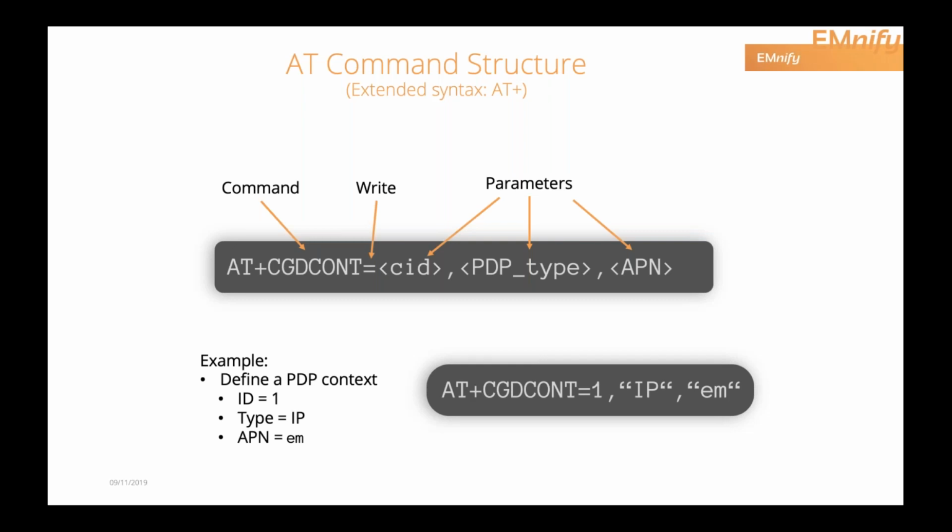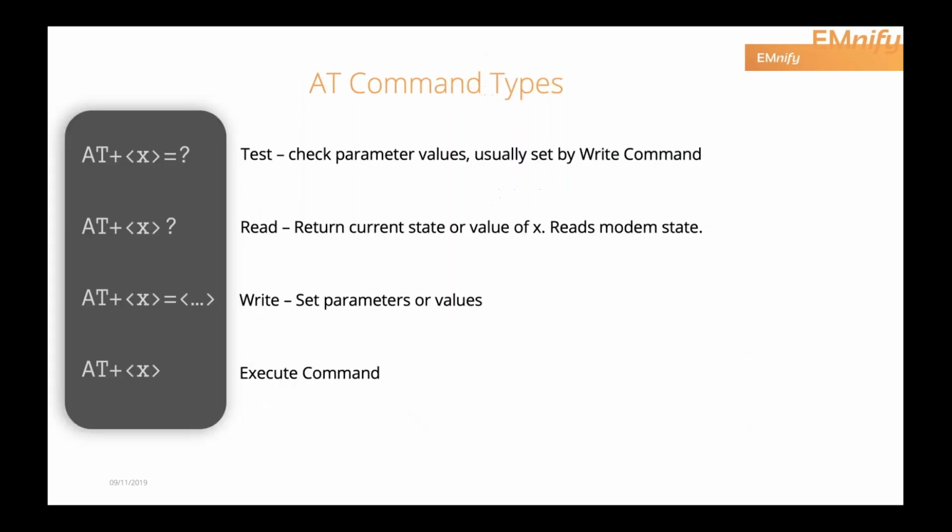So this is a very common command that we would use, and also a very useful one. This is to set the APN for a PDP context. In this case, we're using EM for emnify SIMs. Of course, you have to check the specifications for which parameters are expected, what the meanings of them are, and what the expected responses are. But this is the general convention, I would say, for how to read and write these commands.